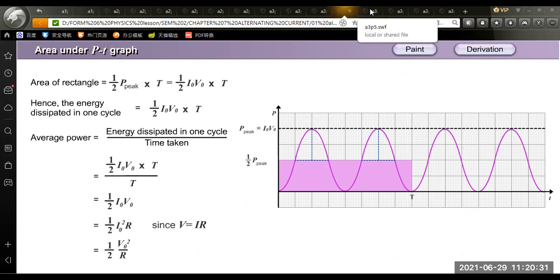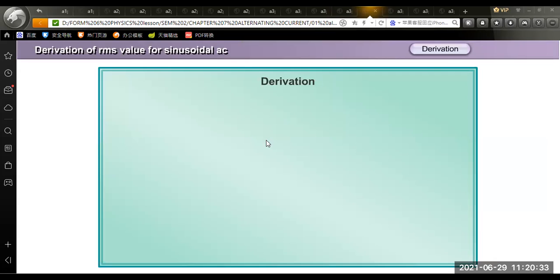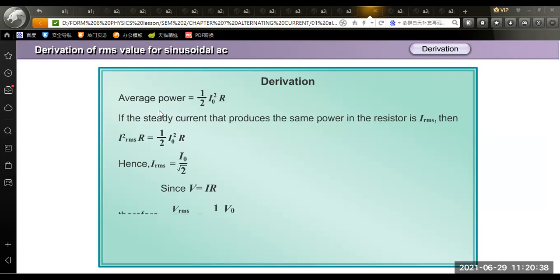We observe the next slide. Derivation of RMS value for sinusoidal AC. The average power is equal to 1/2 I naught squared R. If the steady current that produces the same power in the resistor is IRMS, then IRMS squared R is equal to 1/2 I naught squared R. Hence, IRMS is equal to I naught over square root of 2.